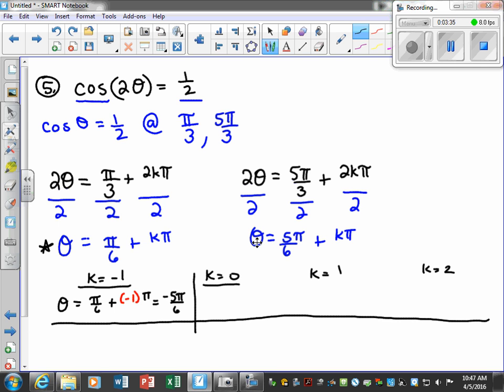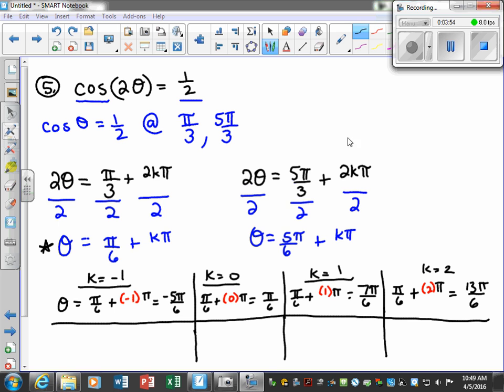Okay, let's do 0. So that would be pi over 6 plus 0 times pi. We like 0, 0 is one of our favorites. So that just gives us pi over 6. Keep doing this for 1 and 2, and then let's check your answers. Okay, so check: pi over 6, then we got 7 pi over 6, and then we got 13 pi over 6.